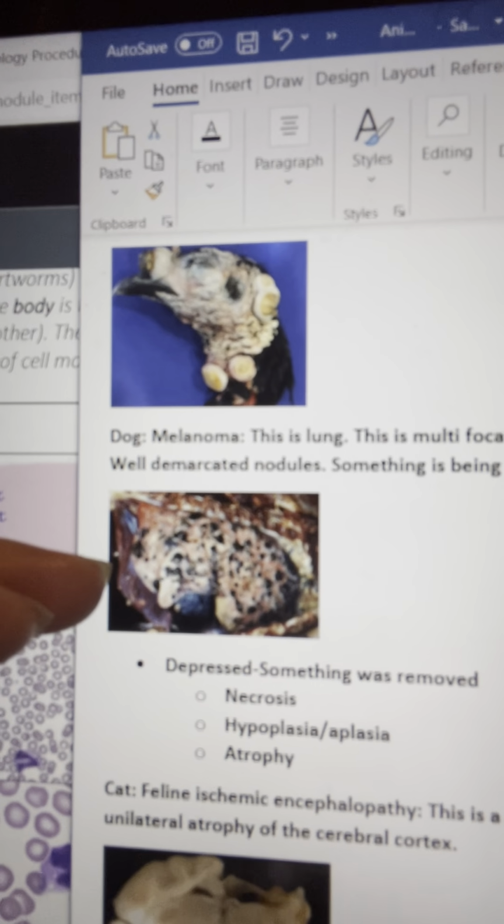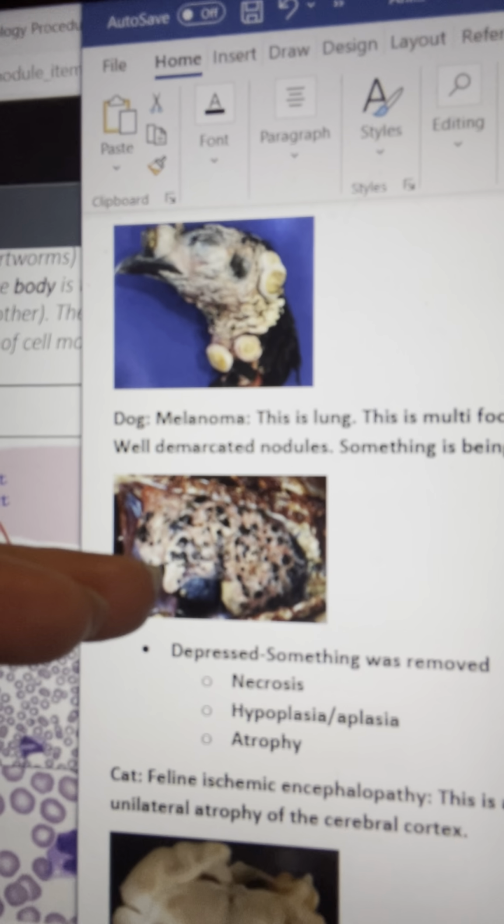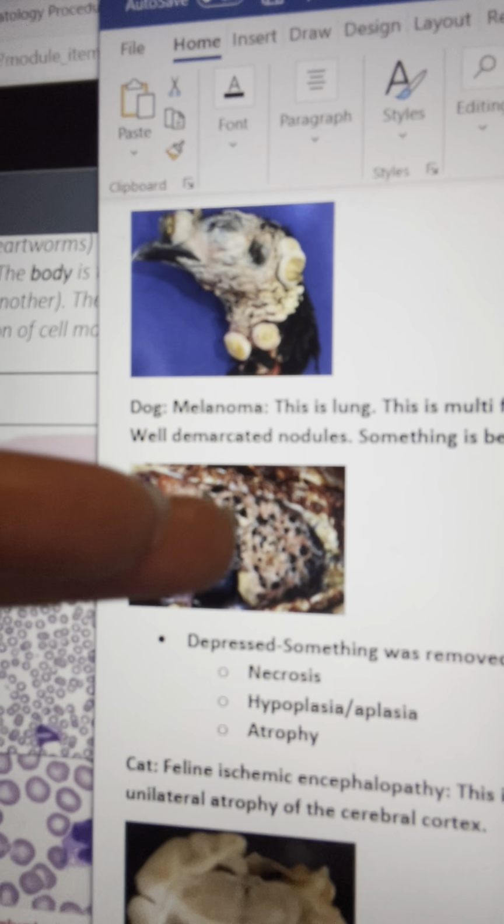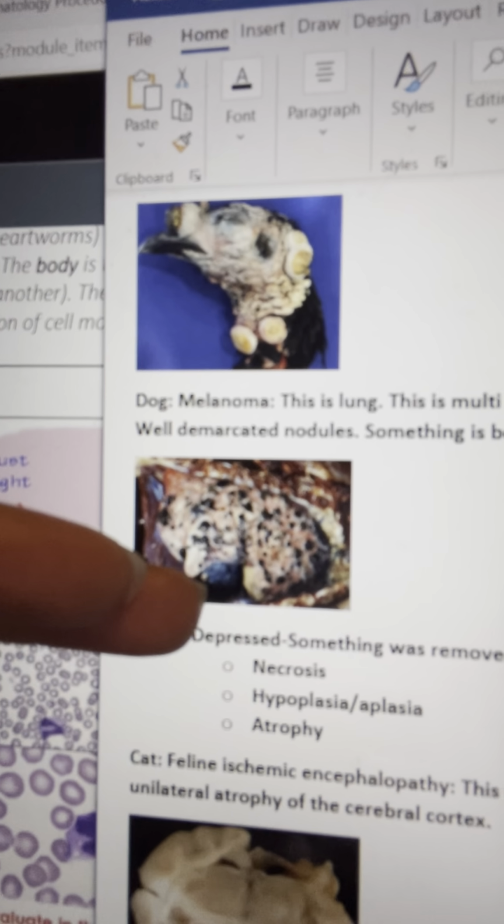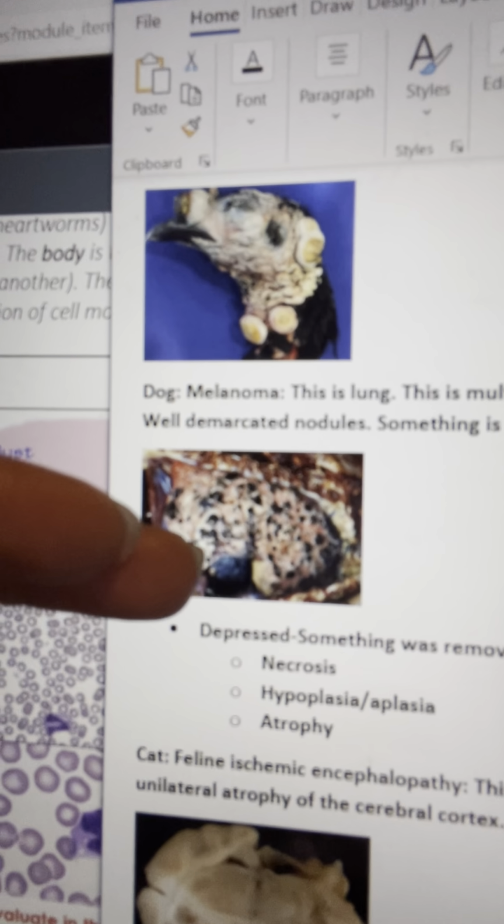So here we have a dog. We have a melanoma. This is the lung of a dog. This is multifocal to coalescing, as you can see here. This is black. It is slightly raised and well demarcated nodules. And then we have depressed.